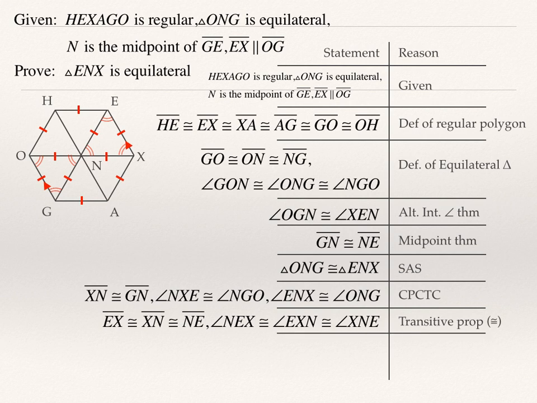Now, of course, once all three sides are congruent and once all three angles are congruent, we can say that we do have an equilateral triangle, and our reason would simply be the definition of an equilateral triangle.